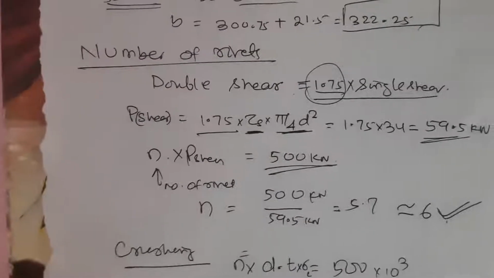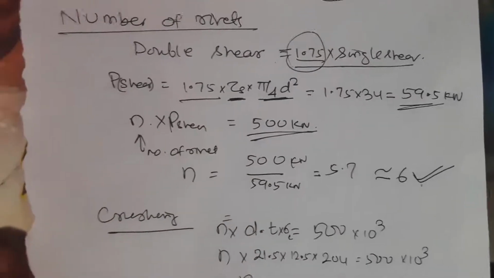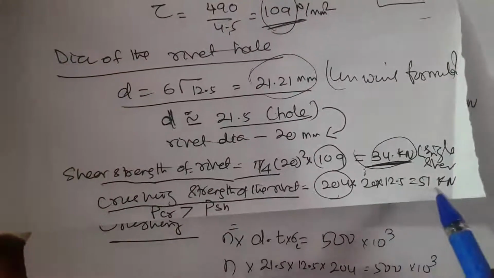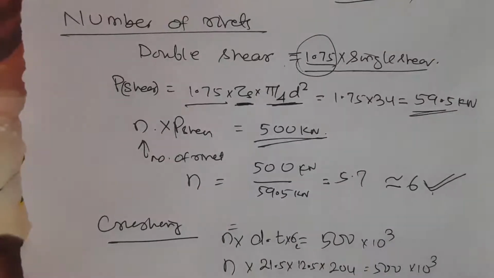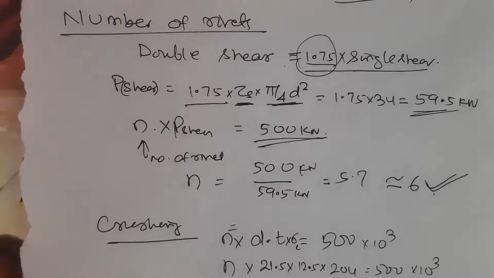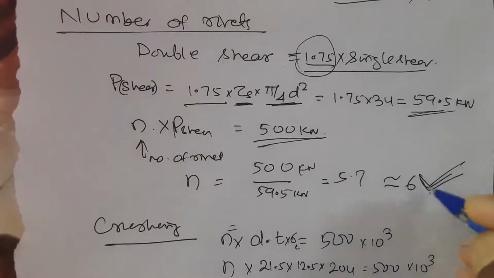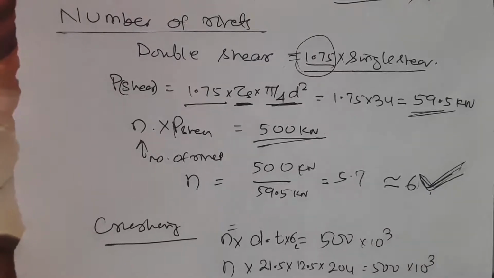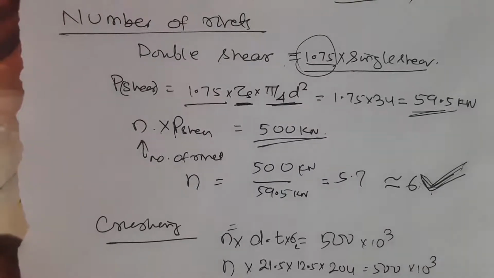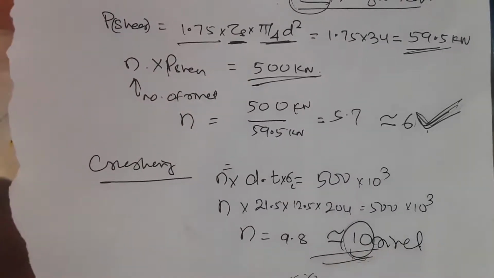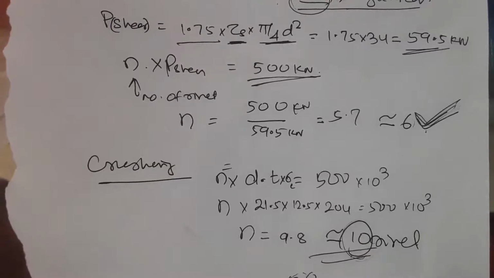Now if you consider the crushing strength we have already found out, it is 51 kilonewton. So 500 by 51, in this case it comes to 9.8, almost 10 rivets. So in shearing it requires 6 rivets and in crushing it requires 10. So to be safer, we took 10 rivets. Using 10 rivets we have to arrange them in the lozenge shape.